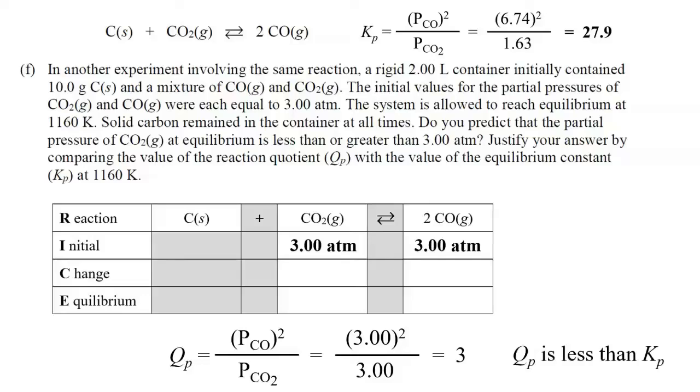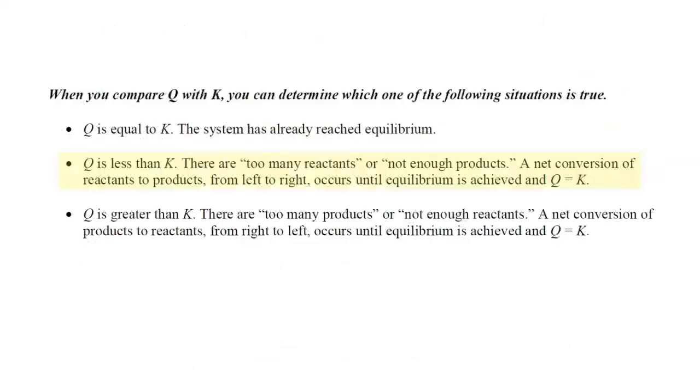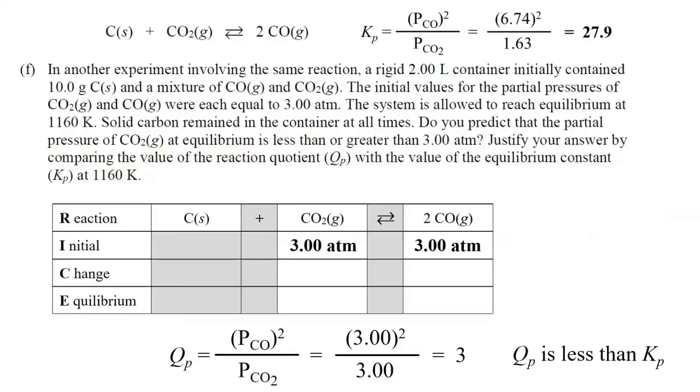So if Qp is less than Kp, when Q is less than K, that means that either there are too many reactants or not enough products. So a net conversion from left to right, from reactants to products, will occur until equilibrium is achieved and Q equals K. So now that we know that the system will proceed from left to right, the concentration of carbon dioxide, a reactant, will go down. It's going to go down by x because we don't know what that is. And the partial pressure of carbon monoxide, a product, will increase, and it's going to go up by 2x because there is a coefficient of 2 in the balanced equation.